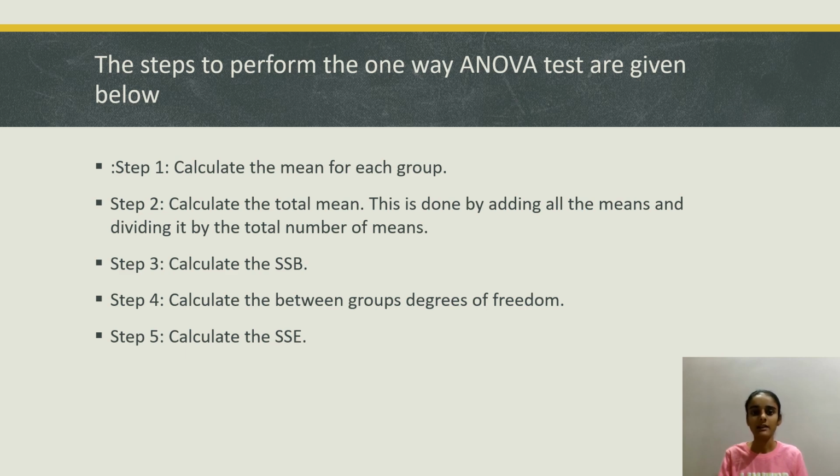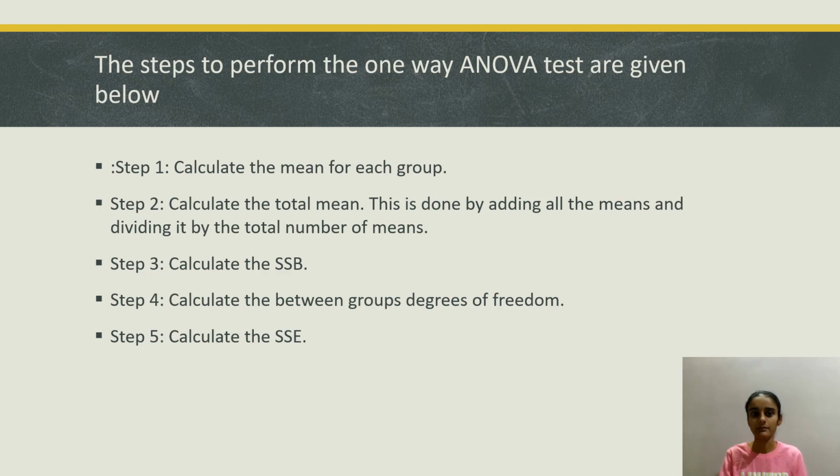Steps to perform the one-way ANOVA test are given below. Step 1: calculate the mean for each group. Step 2: calculate the total mean. This is done by adding all the means and dividing by the total number of means. Step 3: calculate the SSB. Step 4: calculate the between groups degrees of freedom.